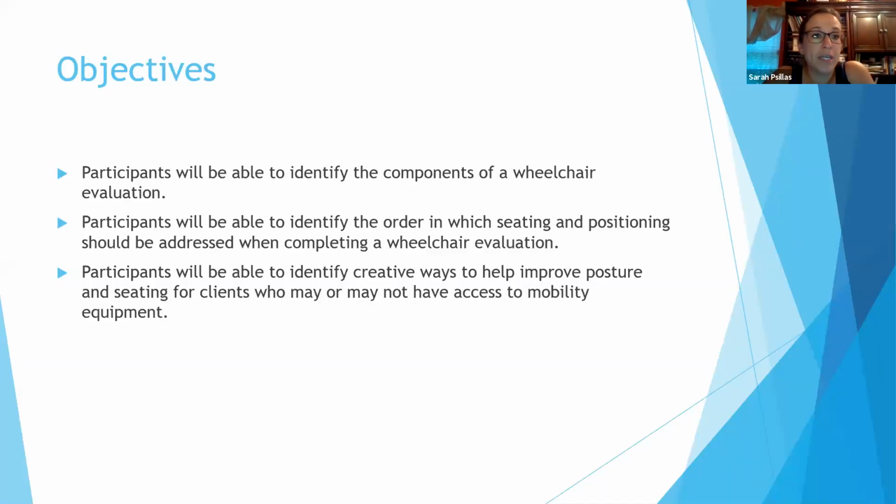So just quickly, I want you to be able to identify components of a wheelchair evaluation, and the order in which seating and positioning should be addressed when you're doing a wheelchair eval or trying to reposition someone. And then finally, to be able to be creative in different ways you can help improve posture, whether that's in a seat or in a wheelchair. I also have some resources on how to access mobility equipment.